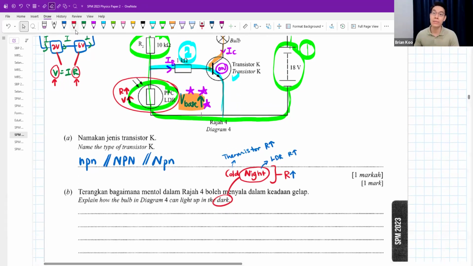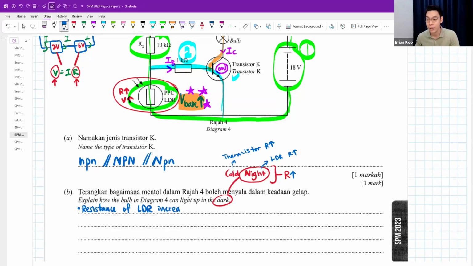How does the bulb light up? It starts with number 1, talk about resistance. Resistance of LDR increases in the dark, or when it's dark. Or sometimes people will say when light intensity is low. Also can, in the dark or light intensity is low. You already get 1 mark.